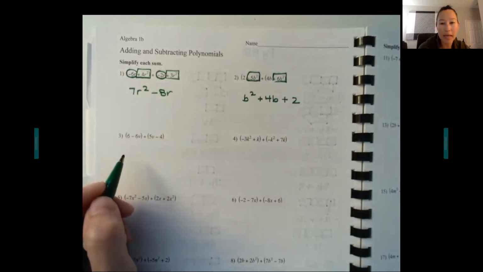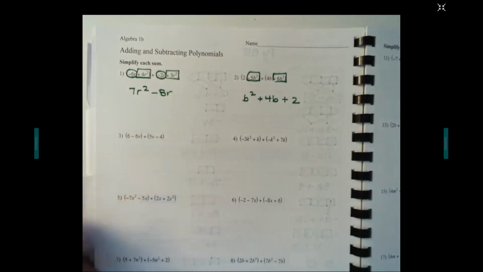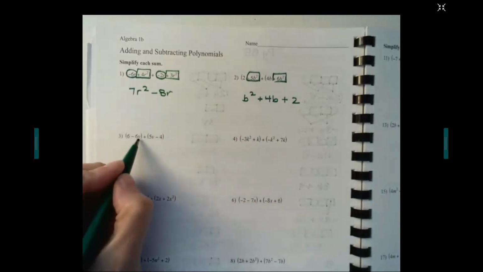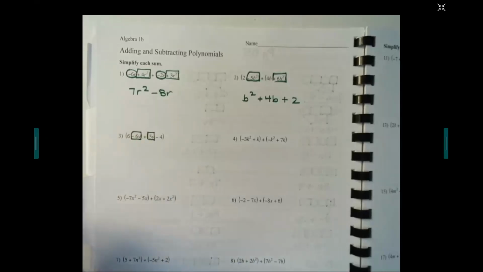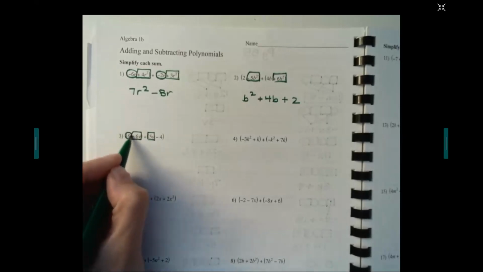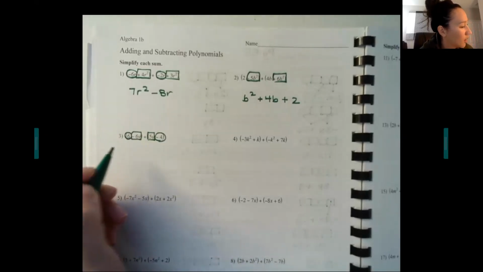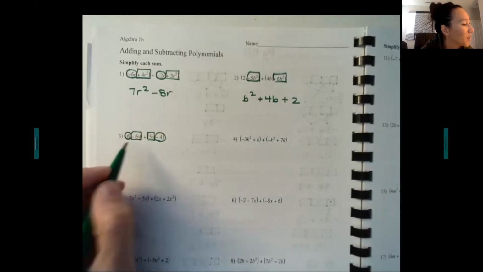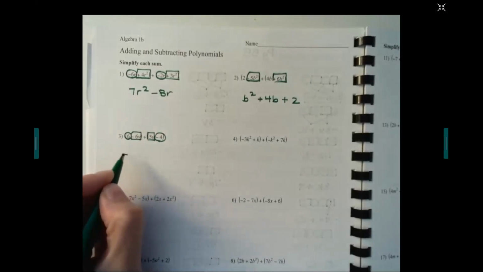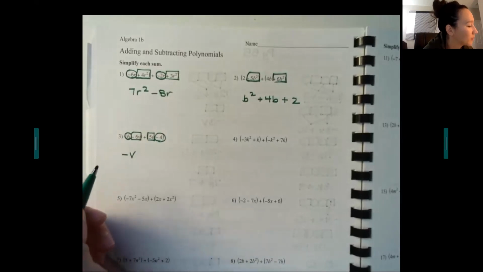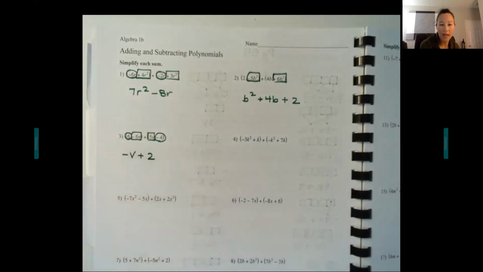All right, Bella, number 3. Okay, so the like terms are negative 6v and 5v, and 6 and negative 4. Very good. And then what did you get when you combined your like terms? When I combined them, I got negative 1v, or just negative v, plus 2. Thank you. If we put the negative 1v, then it's not completely simplified. So we'll just write it as negative v plus 2. Very good. Thank you.